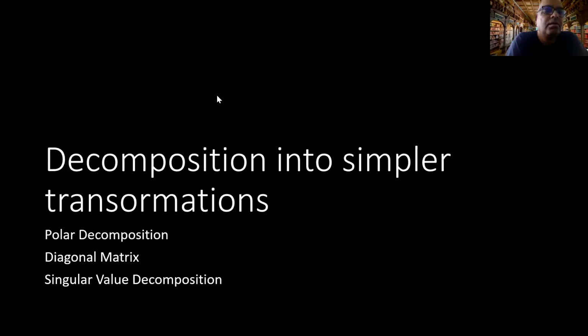Okay, now we are looking at decomposition into simpler transformations. We are going to talk about three kinds of decomposition. One is called polar decomposition, the second is the diagonal matrix, and the last one is called the singular value decomposition. I am not going to explain the math behind it. I'm just going to explain the pictures, what it does, not how it does it.